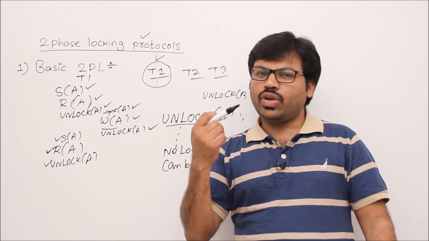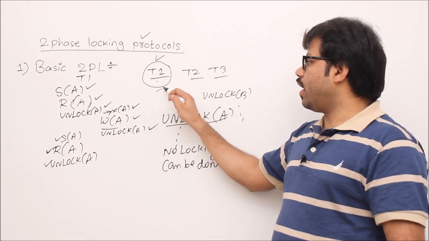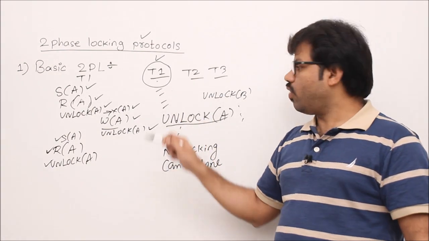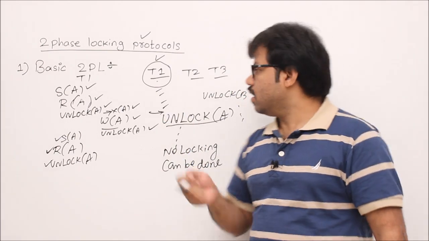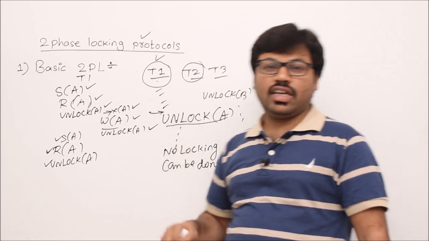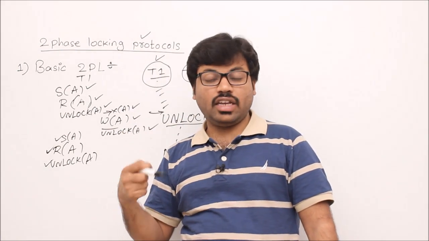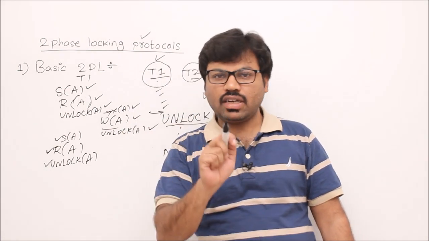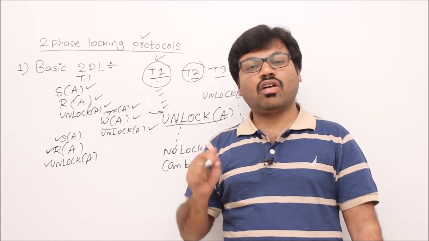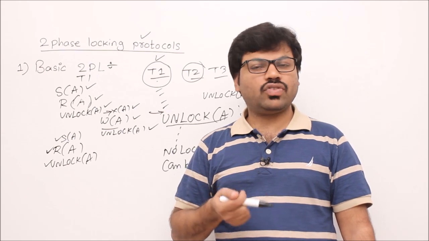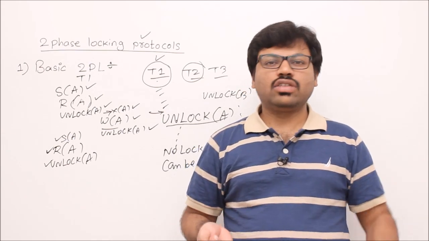You can acquire locks any time. T1 can acquire any number of locks, but once it releases one lock, then after that no more acquisitions. Similarly, T2 can lock any number of variables, but once it unlocks any database item, then no further locking can be done. Your DBMS will simply reject that. So that means what?